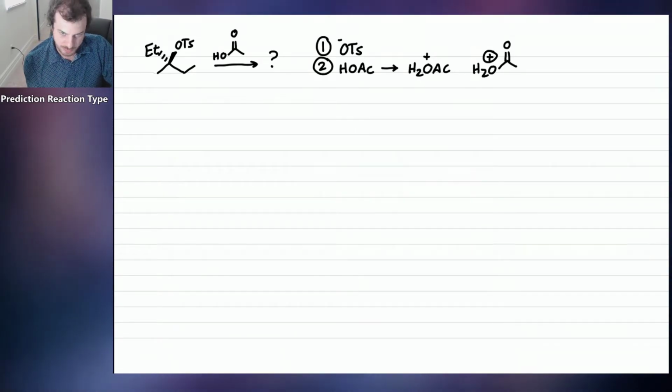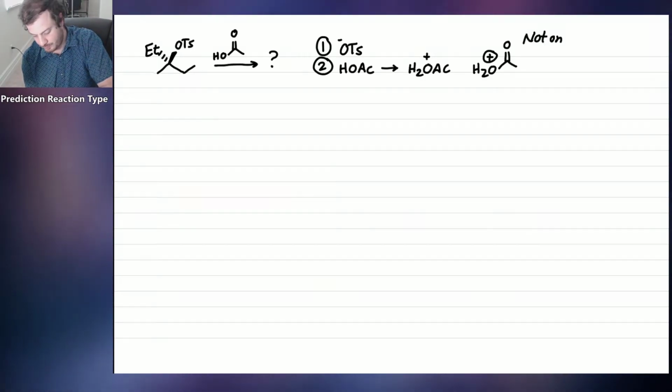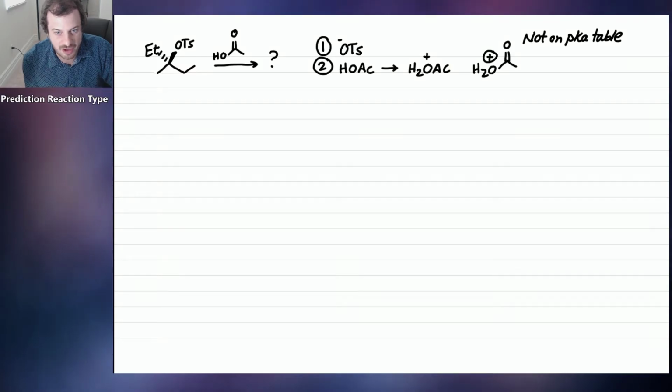What's the pKa of the protonated carboxylic acid? Uh-oh. That's not on our pKa table. It's not a protonated alcohol. It's a protonated carboxylic acid. So we're going to need to figure out the base strength, but that conjugate acid is not on the pKa table. So here's a little trick.